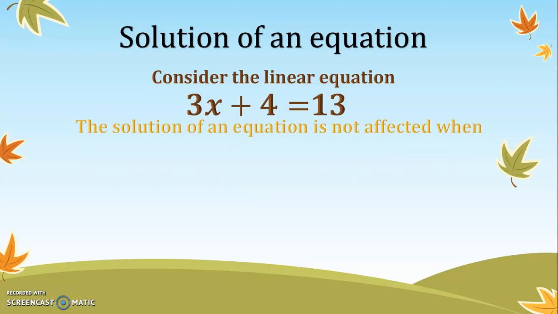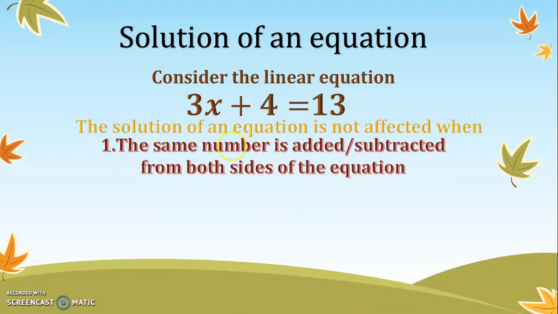So the solution of a linear equation is not affected when the same number is added or subtracted from both sides of the equation. So if you add or subtract the same number from both sides of the equation, it does not affect the solution of the equation. So I subtract 4 from both sides. So 4 minus 4 would be 0, 13 minus 4 would be 9.